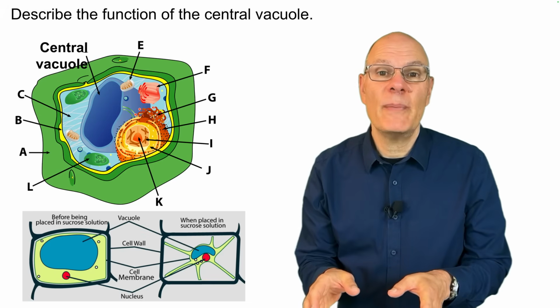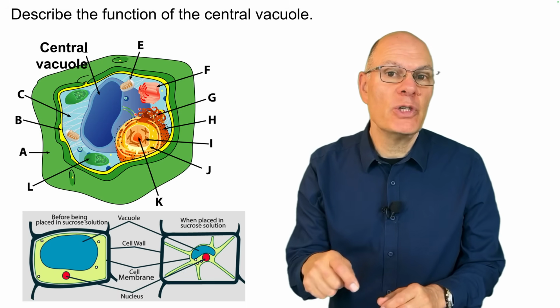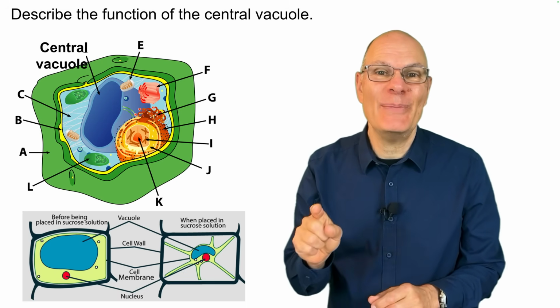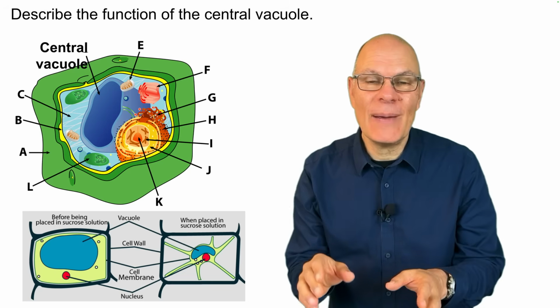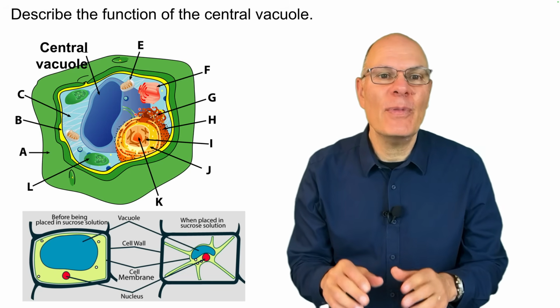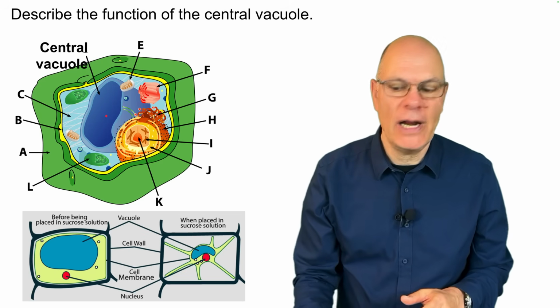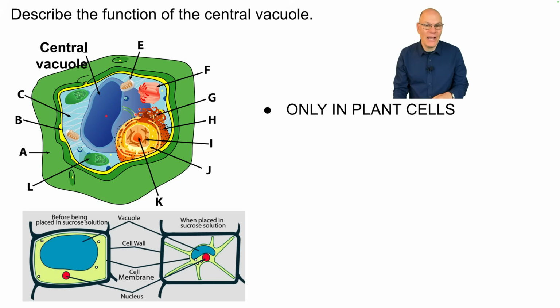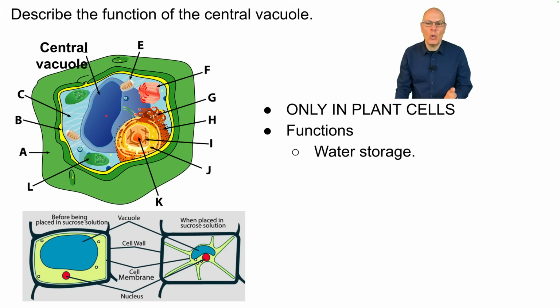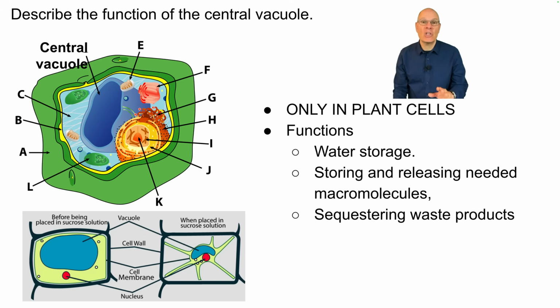The parts that we've talked about so far have all been represented within animal cells, but most of those parts are also found in plant cells. The one exception is the lysosome, unique to animal cells. Let's describe the function of the central vacuole, this large structure right here. It's only in plant cells. Its functions include water storage, storing and releasing macromolecules, sequestering waste products, and maintaining turgor pressure.